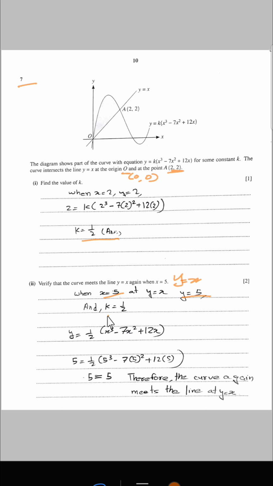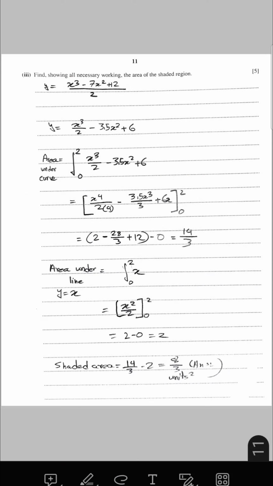And we know the value of k, that is 1 by 2, and since it is constant, its value never changes. So we put this value in the given expression and find the value of y, that is 5, and the left hand side is also 5 and right hand side is also 5. That means if we further solve it, the expression becomes 0. Therefore, the curve again meets the line at x is equal to y or y is equal to x.